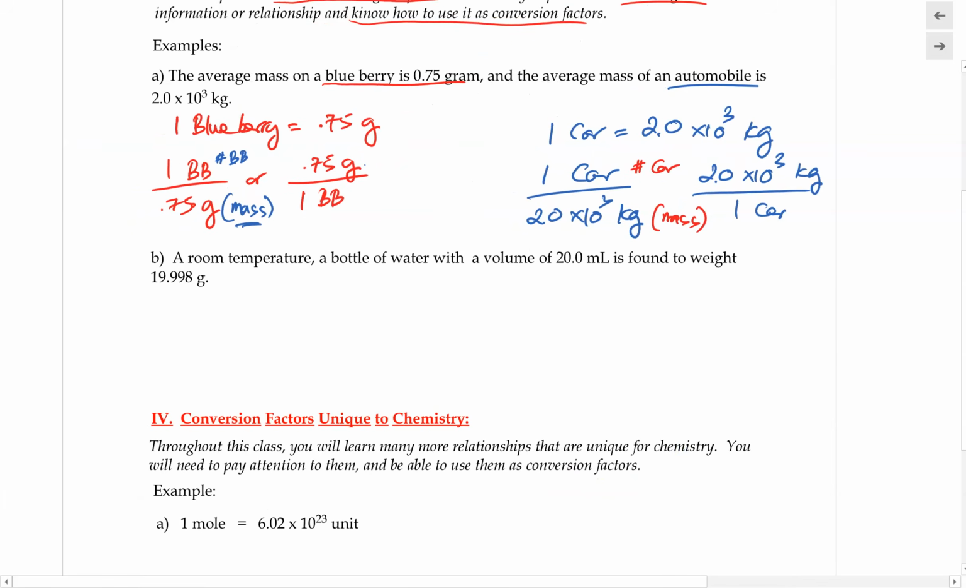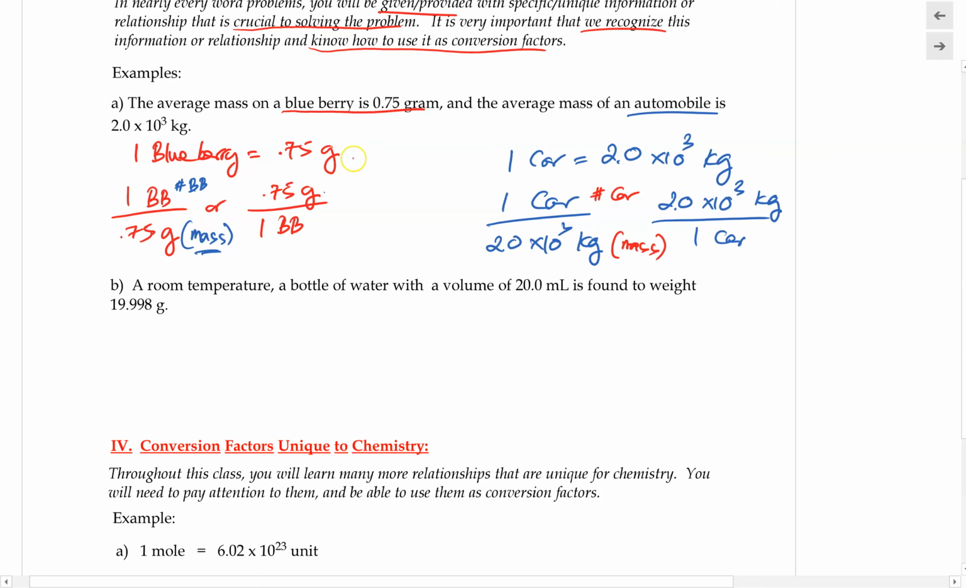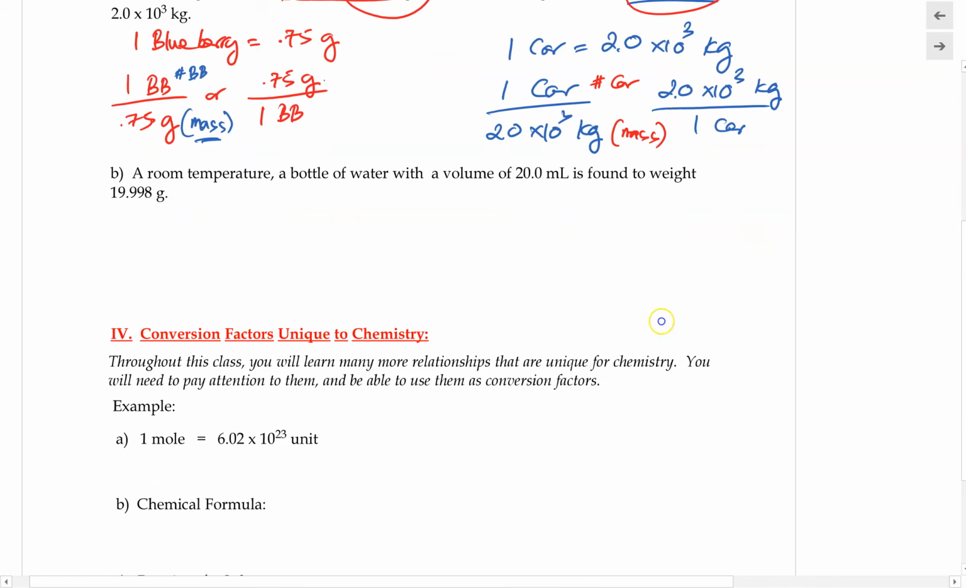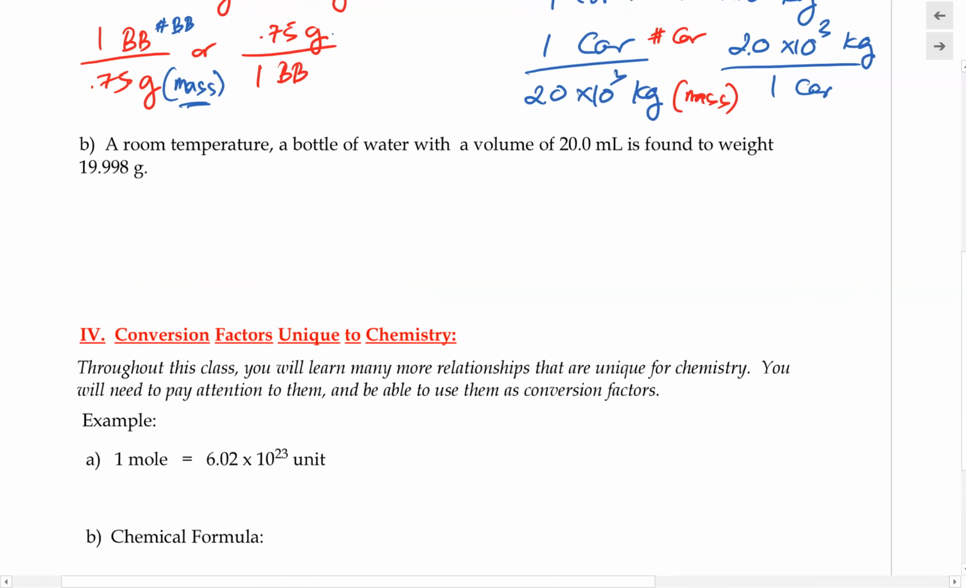And now here is the cool thing about this problem right here. We've been told of several variables that involve the blueberry, the car, and the mass, right? Because blueberry is related to mass, and car is also related to mass as well. So essentially, the blueberry can be related to car as well. So please take notice of that, okay? And now here is another example right here. So please learn to recognize the conversion factors that are given in this problem right here.